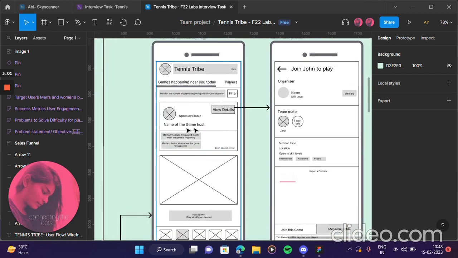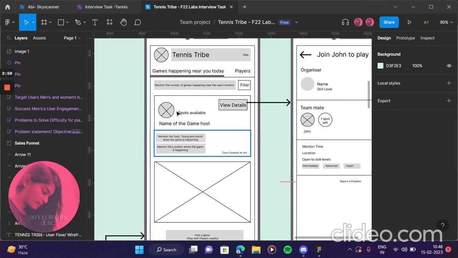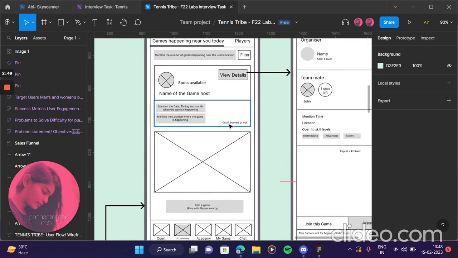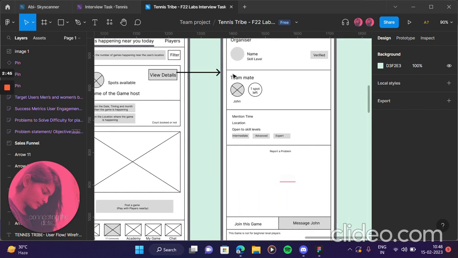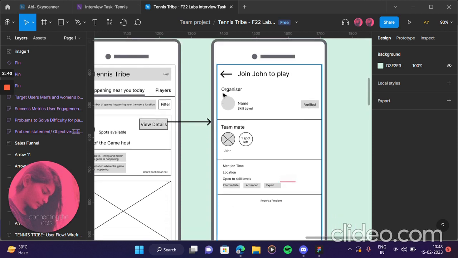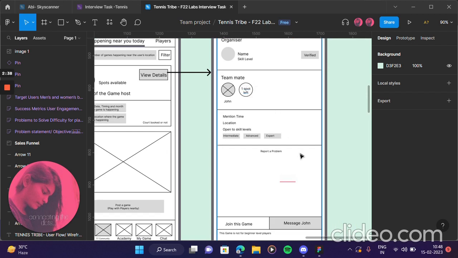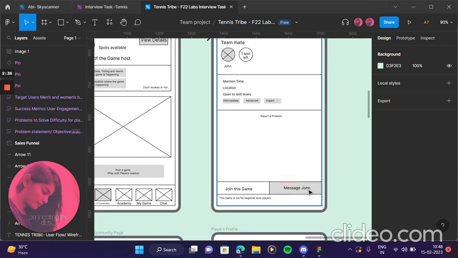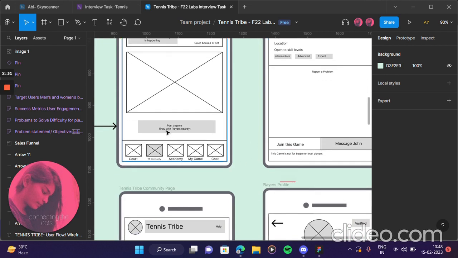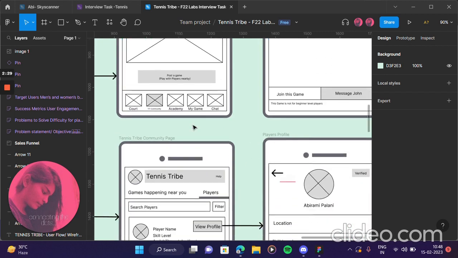Upon clicking, you can see the games that are happening now, with the spots available, the name of the game host, the time, and whether the court is booked or not. Upon clicking view details, they can get into the game host's profile where they can see how many spots are available, and they can join the game or message that person. Here we also mention the skill level and so on. And if you want, you can also post a game.